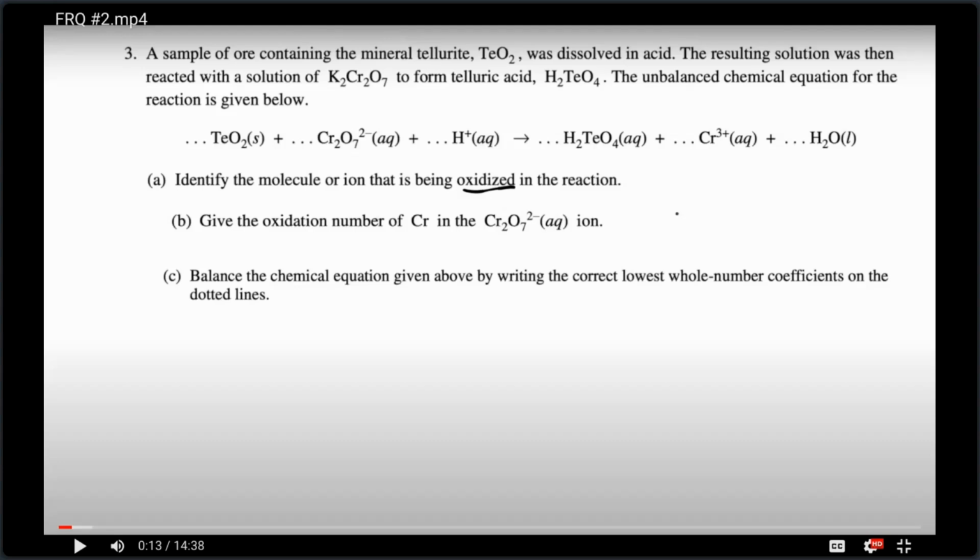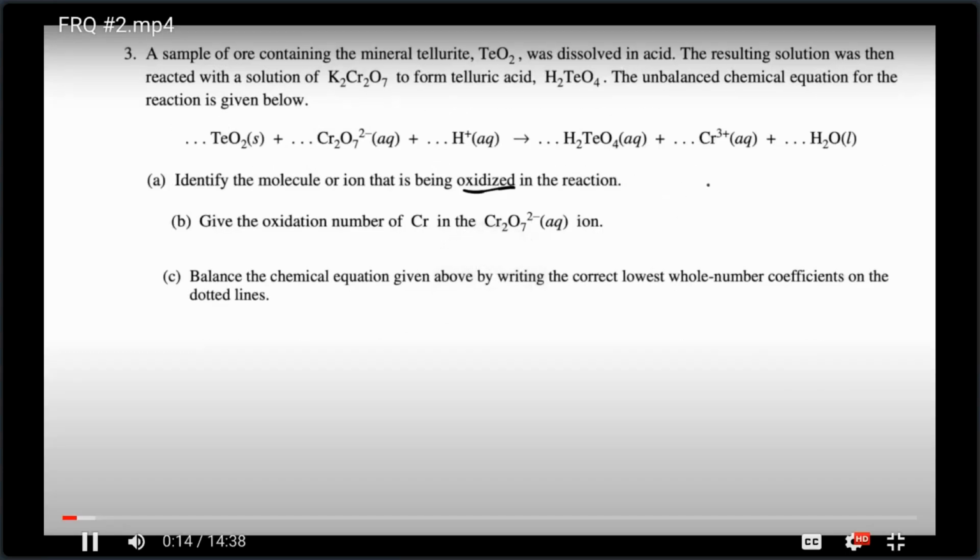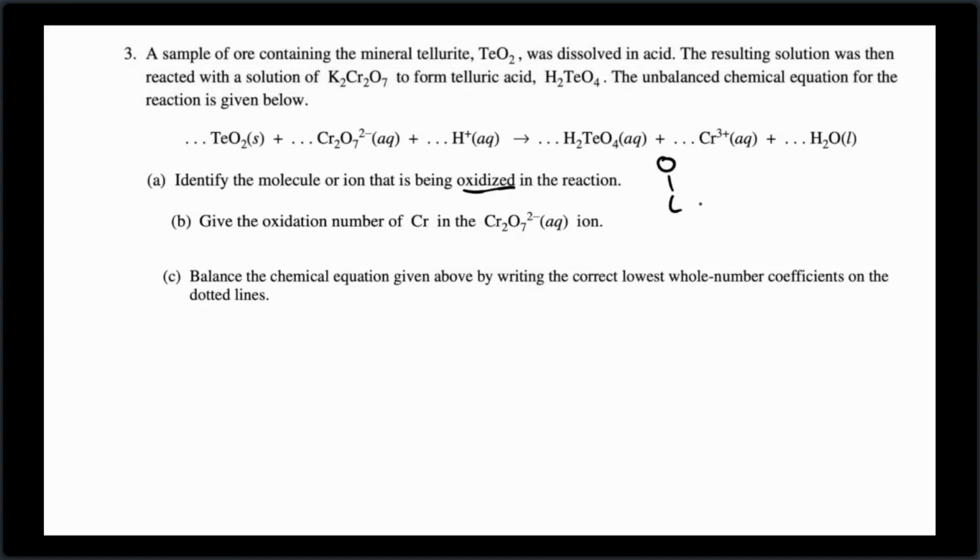All right, let's see part A. Well, if you remember from past chemistry units, we know the acronym OIL RIG. The OIL part stands for oxidation is loss of electrons, and the RIG part is reduction is gain of electrons. So all we're looking for is which molecule or ion loses electrons, or essentially its charge becomes more positive.